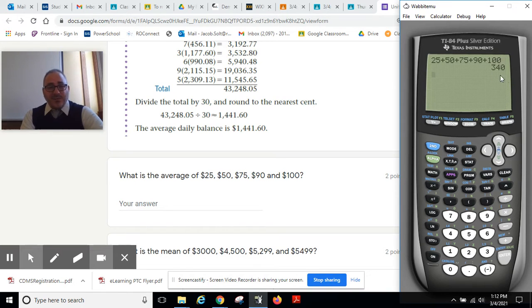I get 340. Is 340 my average? No, no. This is just the sum of all the numbers in my data set. I now have to divide by how many values there are in my data set. I've got 1 value, 2 values, 3 values, 4 values, 5 values. There are 5 numbers in my data set, so I have to divide this by 5. 68. 68 is the average.